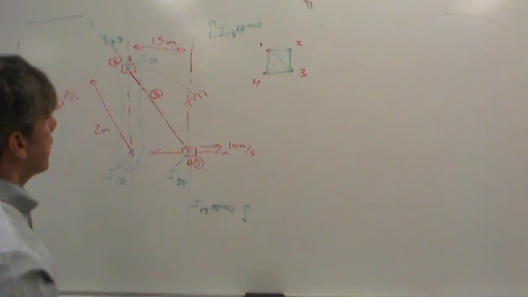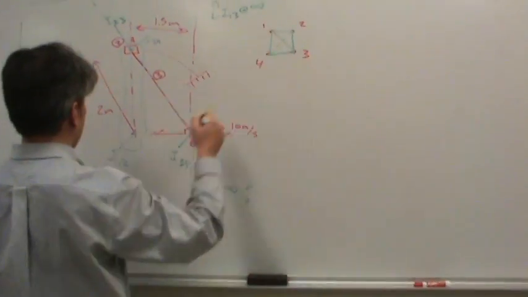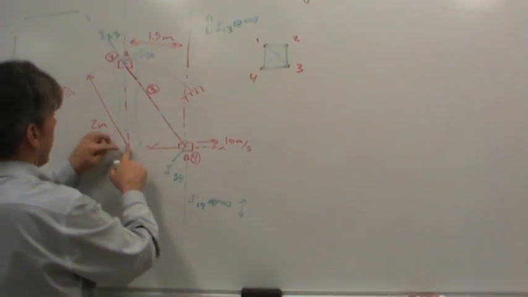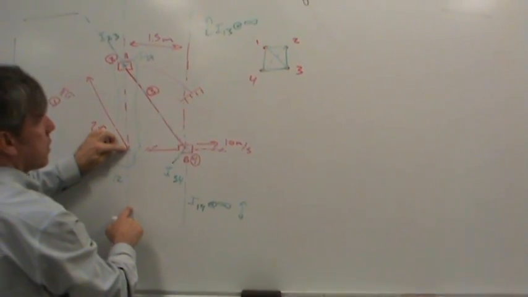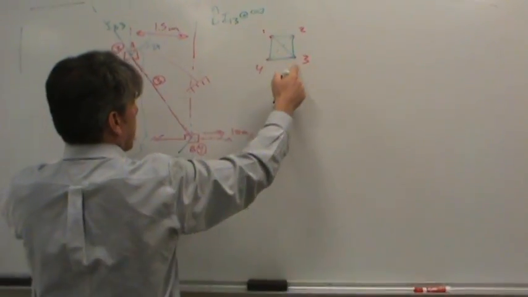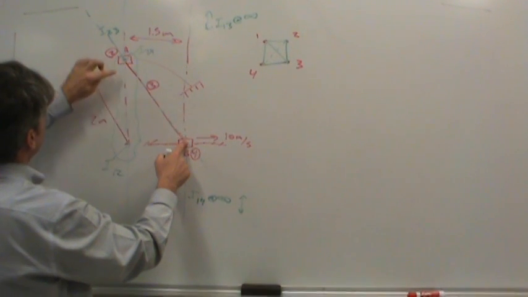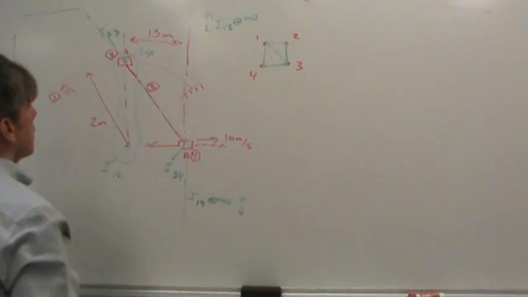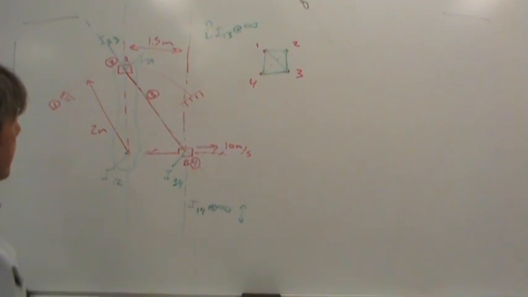Let's verify that I did that properly. 1, 2 is here. 1, 4 is at infinity. That makes sense. 2, 3, 3, 4. Let's see. 3, 4 is here. 2, 3. Yeah. So there's the instant center between body 2 and body 4.